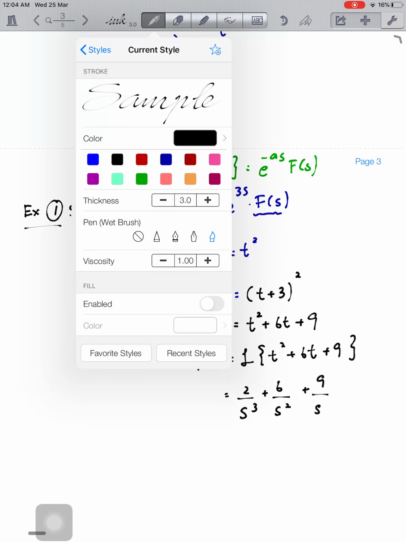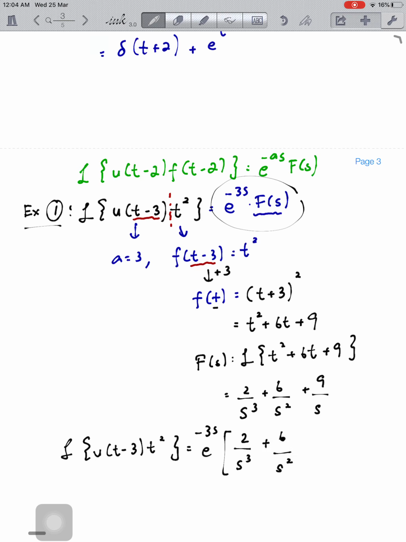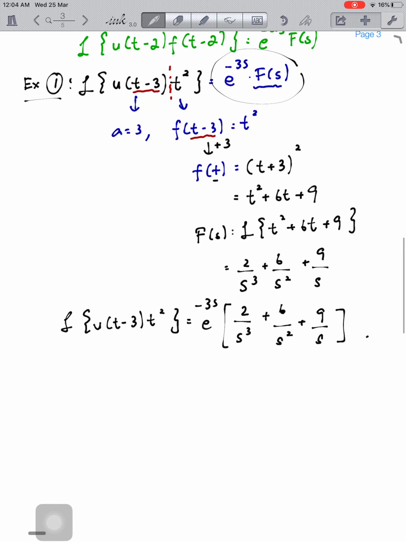Of course, that is not yet the final solution, because remember, this is the final solution. So I have to write that Laplace of u(t − 3) multiplied by t squared is going to equal e to the negative 3s, and put a bracket around and copy down all of F(s), and the last one is going to be 9 over s. So that will be the Laplace of this product with the unit step function. As long as you know how to convert from f(t − a) to f(t), this should not be a major problem for you.